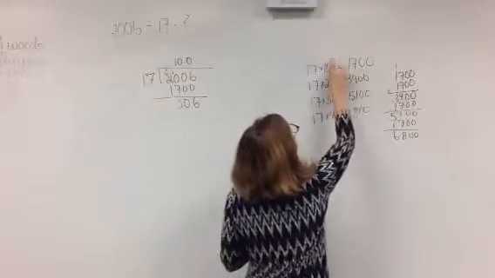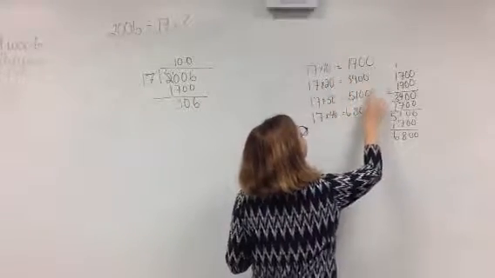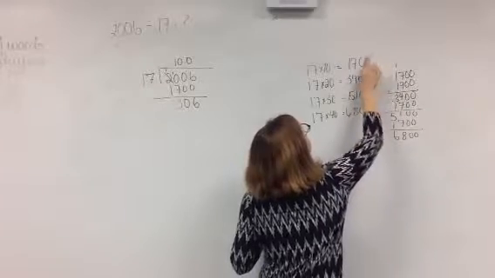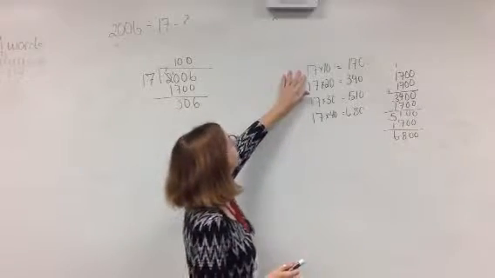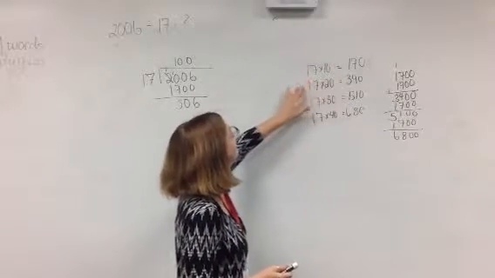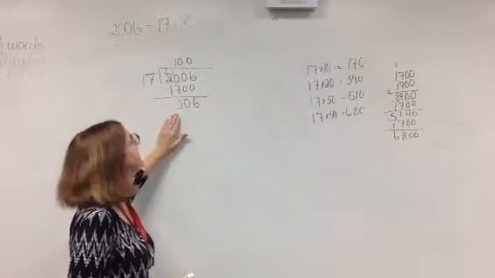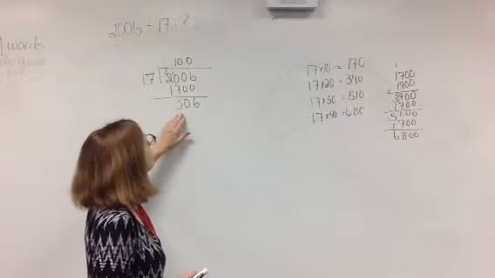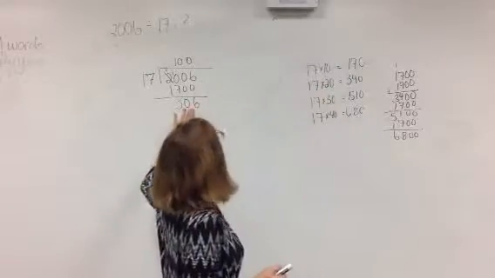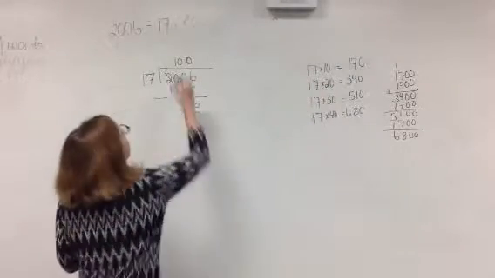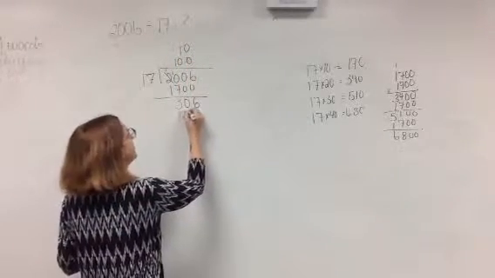What I'm going to do is remove the zeros because I'm not multiplying by 100 anymore. I'm multiplying by tens. So I can look. I've got 306. 17 times 10 is 170. 17 times 20 is 340. That is greater than 306. So I'm going to go with the 10 spot, the number 10. That's my other partial quotient. And I'm going to say 170.